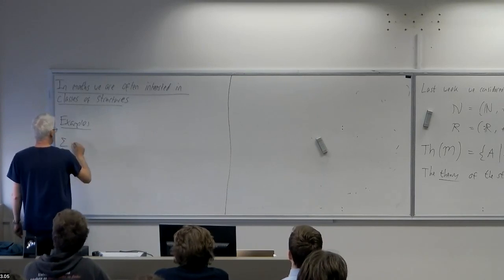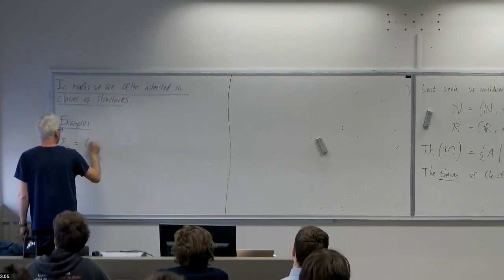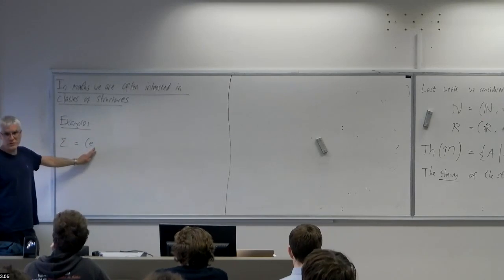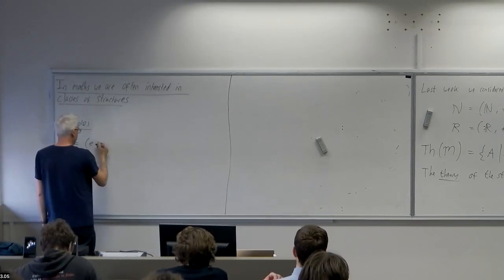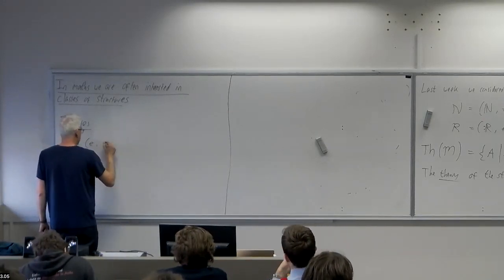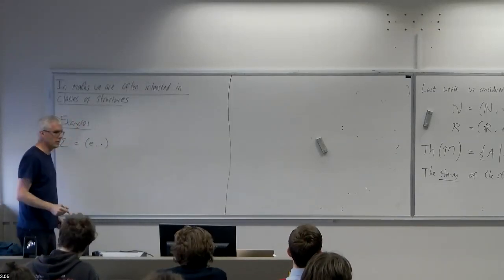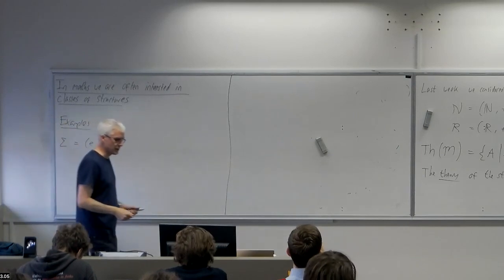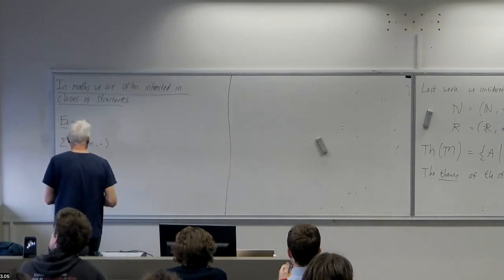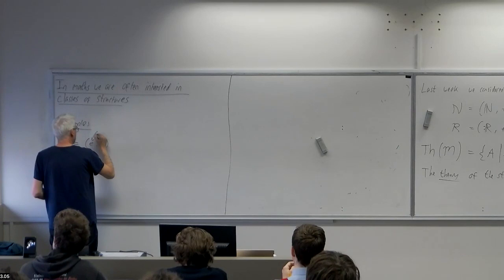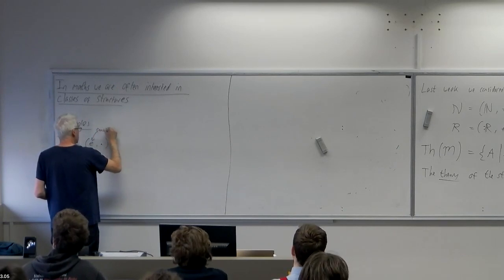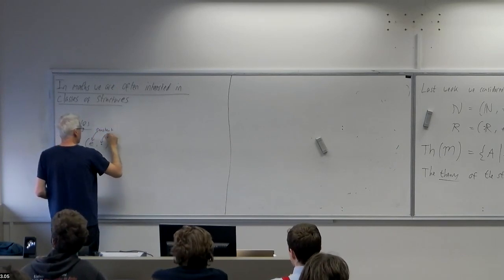So if we have the signature that contains one constant E, remember a constant is the same thing as a zero-arity function symbol, and one multiplication symbol dot, we could even call it M if we wanted to. So this is a constant, this is a binary function.